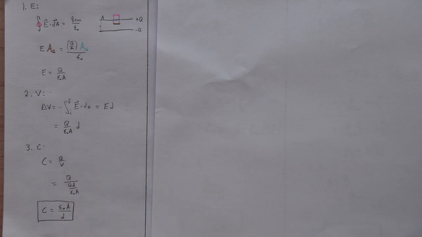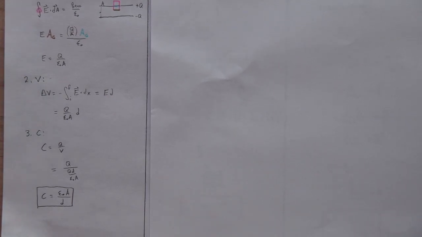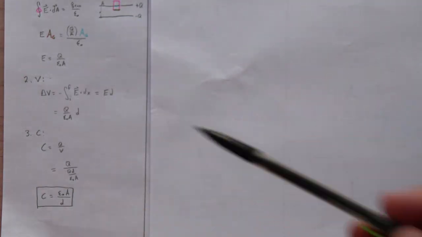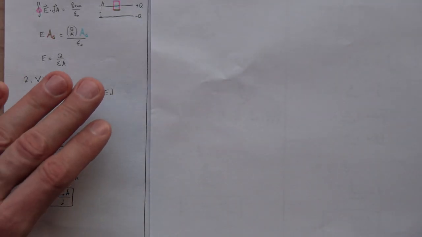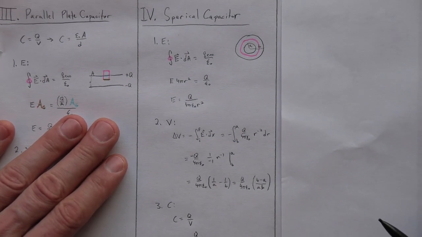Then finally, we can get the capacitance by plugging in the charge, which was Q right from the start, and then the voltage that we just derived. Flipping that over gives us the expression for the capacitance of a parallel plate capacitor. Okay, so you have to be able to derive that. Electric field, voltage, plug it into C equals Q over V. And we have to do that for spherical capacitors also.